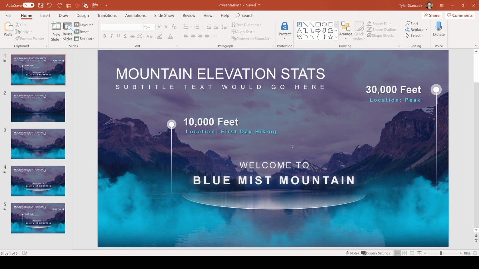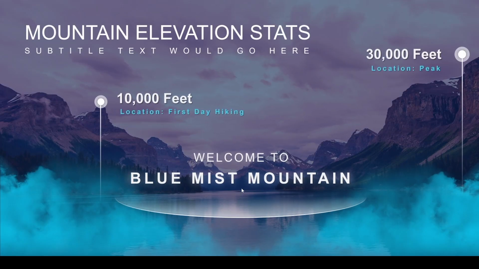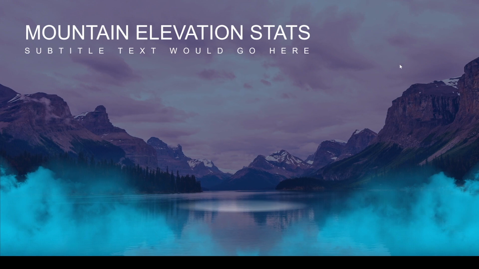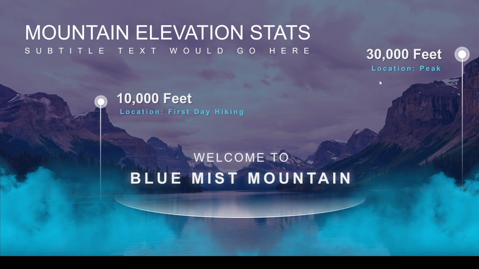Next I'm going to show you guys what it actually looks like when you animate it, and this really brings it to life and helps the user really interact with the visual. So I have that welcome to Blue Mist Mountain that happens right here, and then the elevation pops up on the left and the right at the same time. I'll play it one more time. Pops up, left and right, and slowly comes in. It's really nice and smooth.